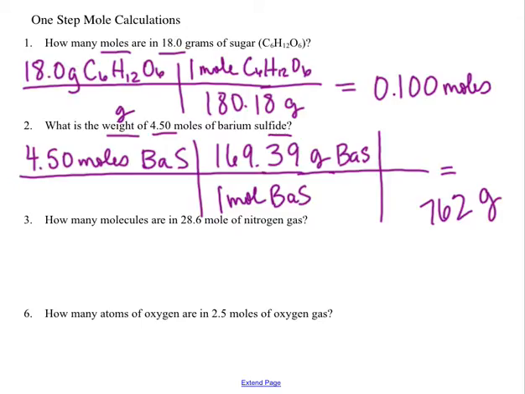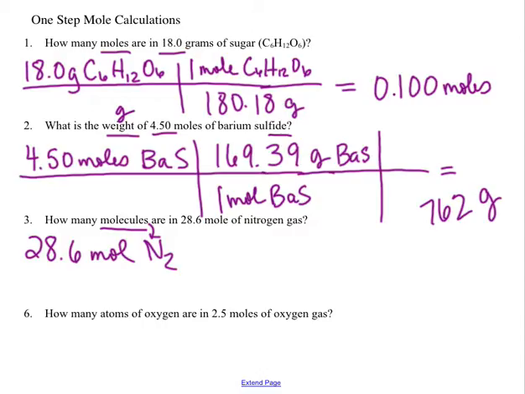All right, let's look at number 3. I really like number 3 and 6 kind of together because they address different issues. Number 3 says, how many molecules are in 28.6 moles of nitrogen gas? What is nitrogen gas? N2. Do you see why they use the word molecule there? Because it's N2. Okay? So we just need to convert this to molecules.